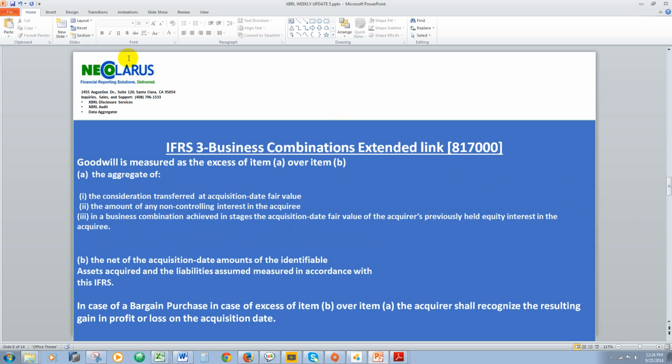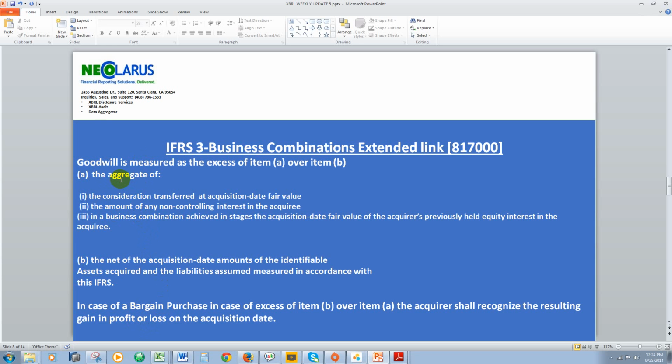So in this slide we are looking at two items, that is item A and item B, and we are looking at goodwill and bargain purchase. So let's see how we calculate the goodwill and the bargain purchase.